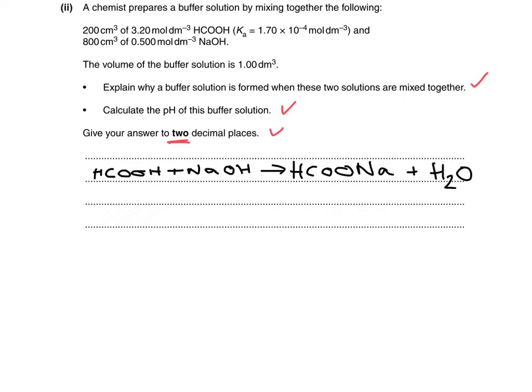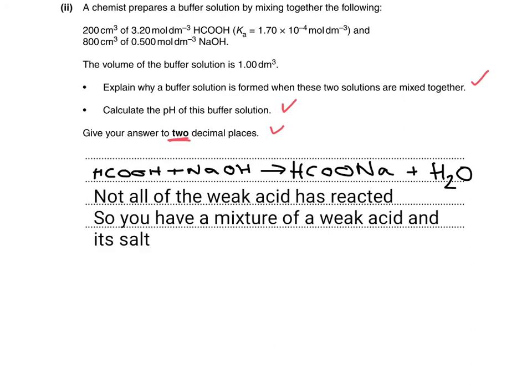The next part is not all of the weak acid has reacted. So, or you could say that the weak acid is an excess. So this is our buffer of weak acid, and its salt is what forms a buffer, but you get the mark for making it clear that the weak acid was in excess. So we have 1 mark here and 1 mark here.